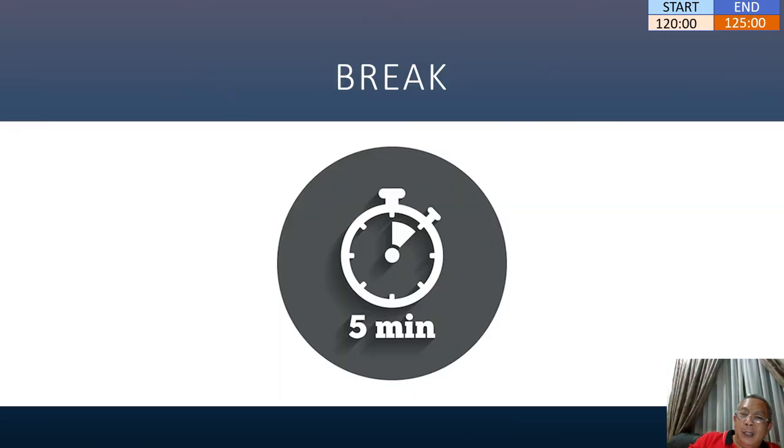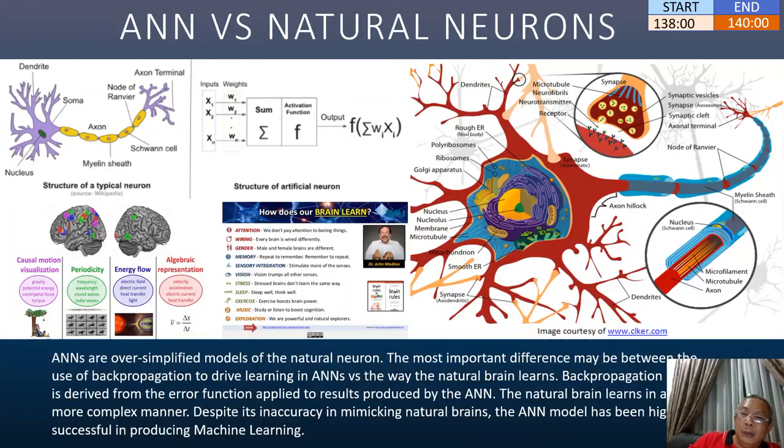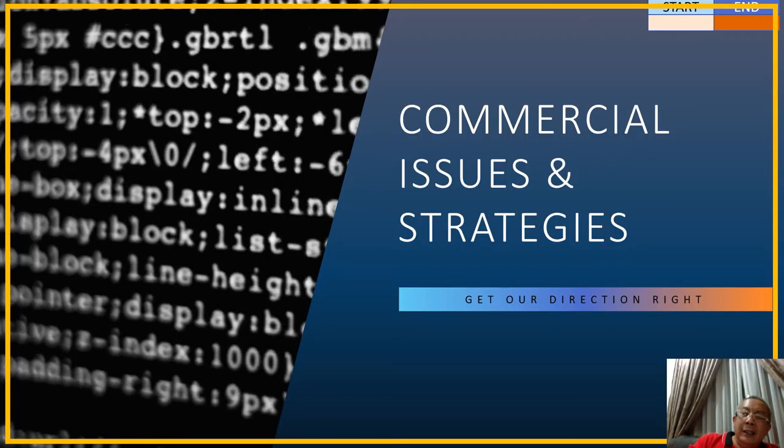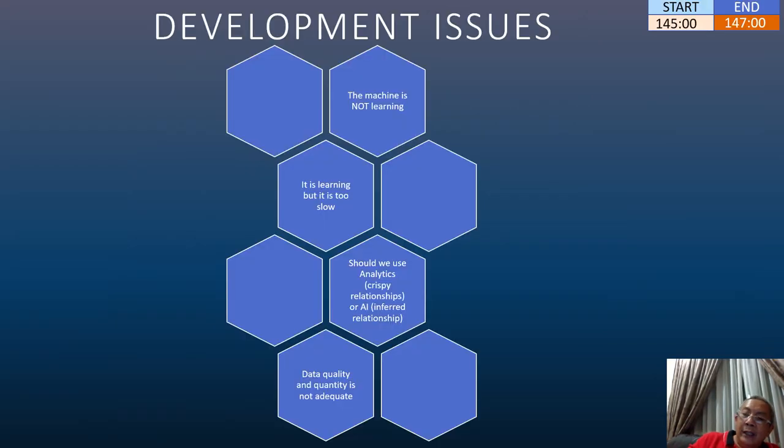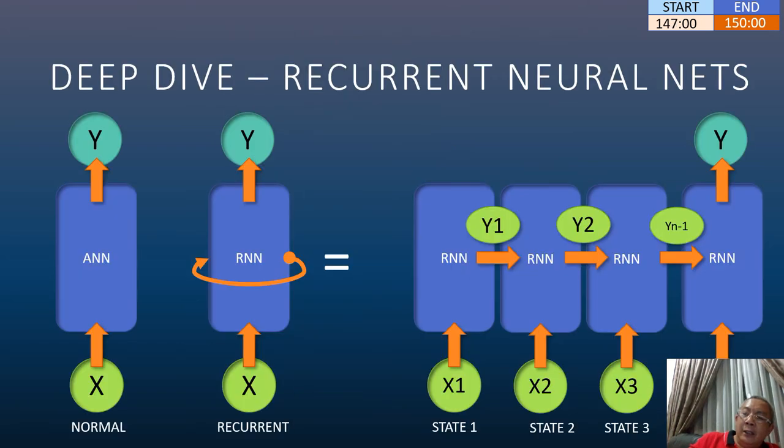The next one that we are going to do after this break is we are going to go into real implementation. What you learned just now is whatever you learned in university. It's a summary of what you are going to learn. So now we are going forward into commercial issues and strategies. We are going to learn that by deep diving into recurrent neural networks.